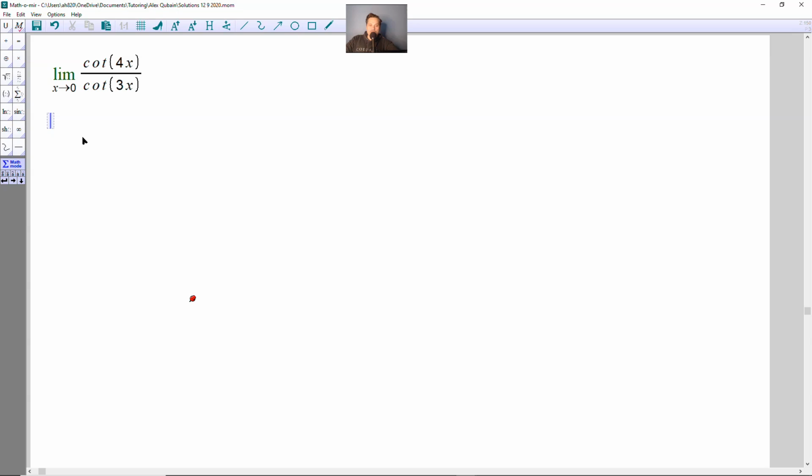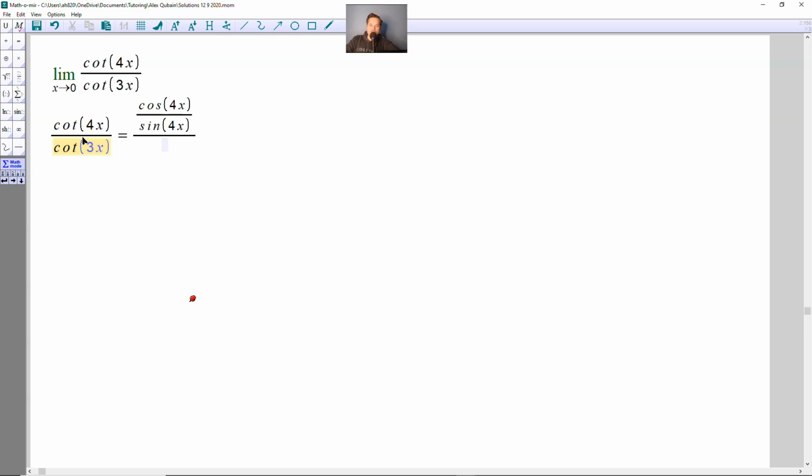Let's take a look at finding the limit as x approaches 0 of cotangent 4x over cotangent 3x. First, I'm going to rewrite cotangent 4x divided by cotangent of 3x. We need to rewrite this. I'm going to split this into pieces. On the top, I'm going to have a fraction: cosine 4x over sine of 4x, because that's the definition of the cotangent function.